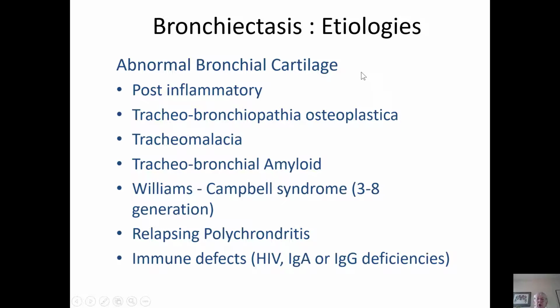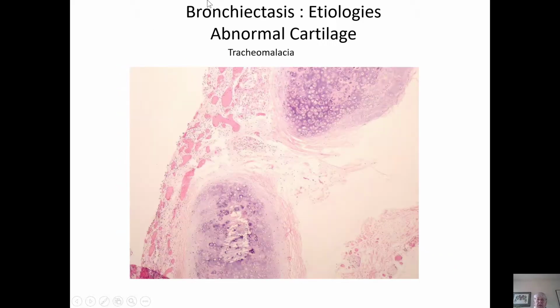Alteration of the bronchial cartilage is quite a prominent feature of bronchiectasis, and this can be post-inflammatory or post-infectious, tracheobronchopathia osteoplastica, tracheomalacia, amyloid. You've heard about Williams-Campbell syndrome, relapsing polychondritis, and immune defects, as in the following.